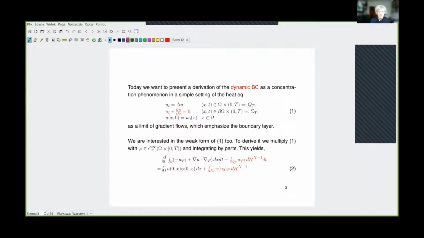heat equation. And my point is to derive it as a concentration phenomenon. We will be interested in the strong setting as well as the weak one. And we will use slightly different approaches, but the main idea is the same. We would like to see some concentration phenomena.